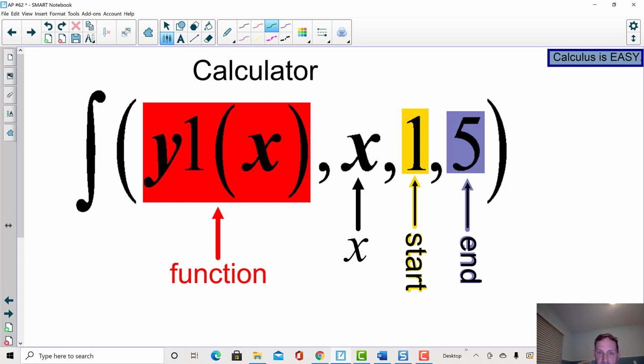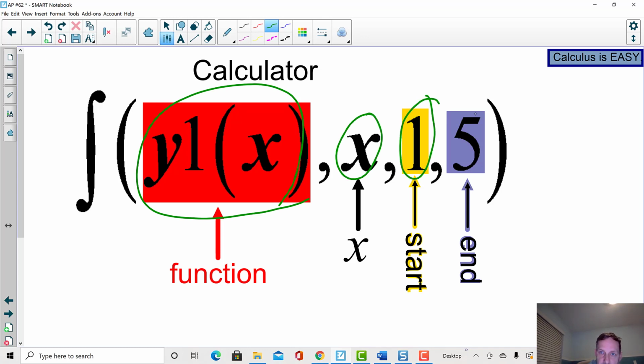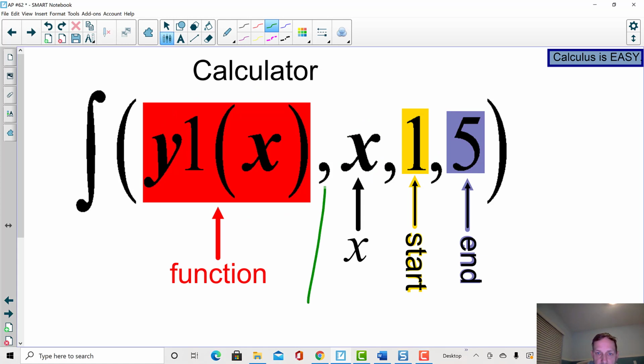What I want you to notice is that there are 4 things, 1, 2, 3, and 4, and they're all separated by commas. So you're going to have 3 commas, 1, 2, 3 commas. And that's pretty much it.